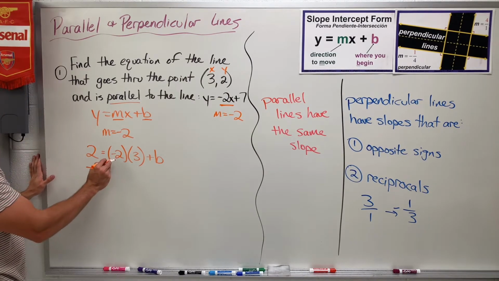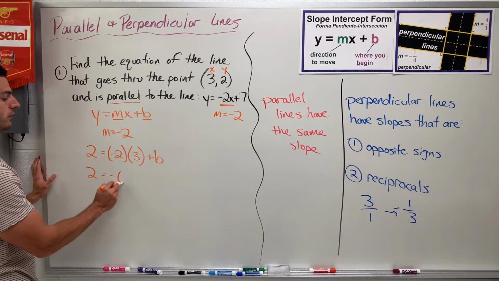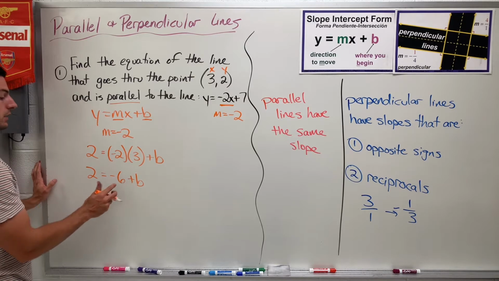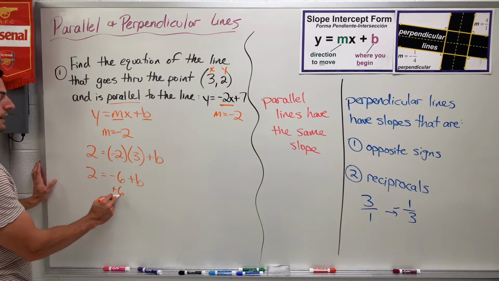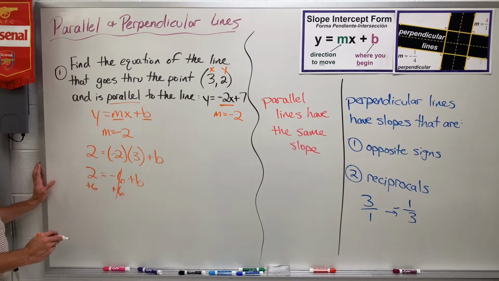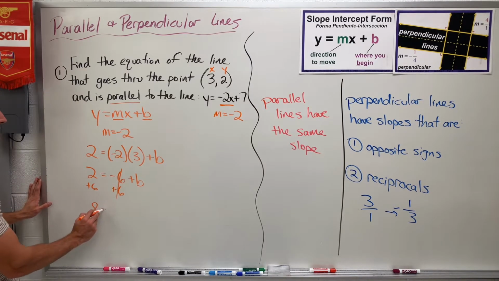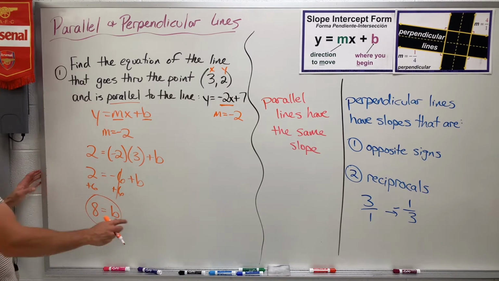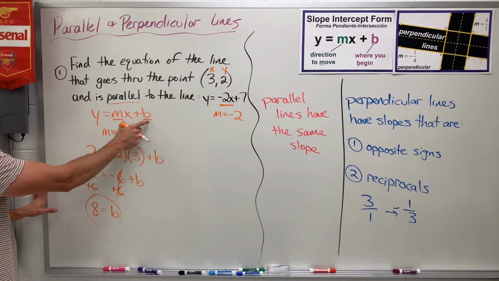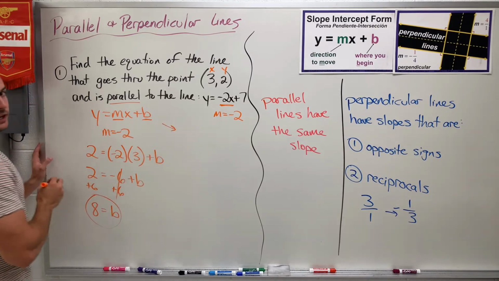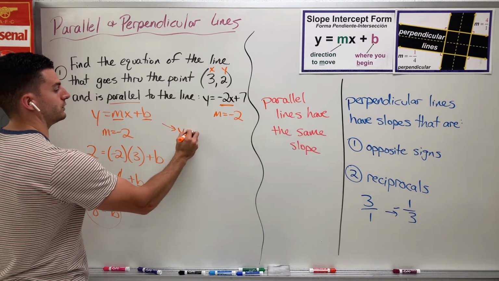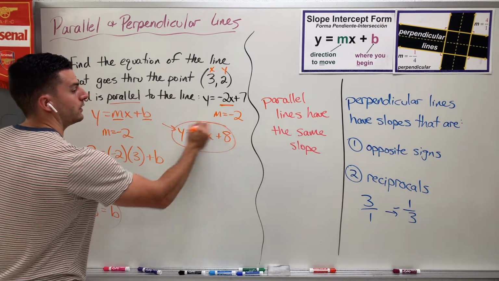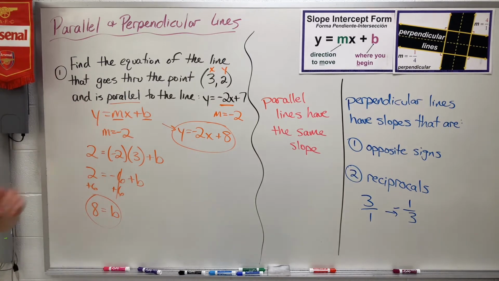So 2 equals negative 2 times 3. Negative 2 times 3 is negative 6, okay? And so I have this negative 6, okay? And so I need to get b by itself, so I add it to both sides to cancel it. And so now I have 8 equals b, so my b value is 8, positive 8, okay? And that was the last piece of the puzzle that I needed to fill this in, okay? So my final answer is going to be y equals negative 2x plus my b value that I found, plus 8. Okay, that is the equation of my line that it's asking for, okay?